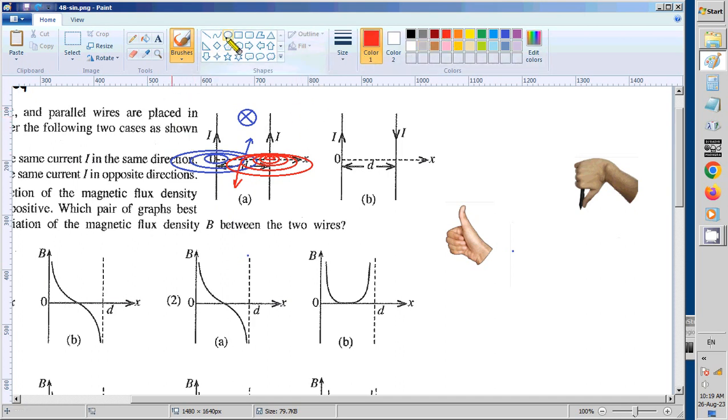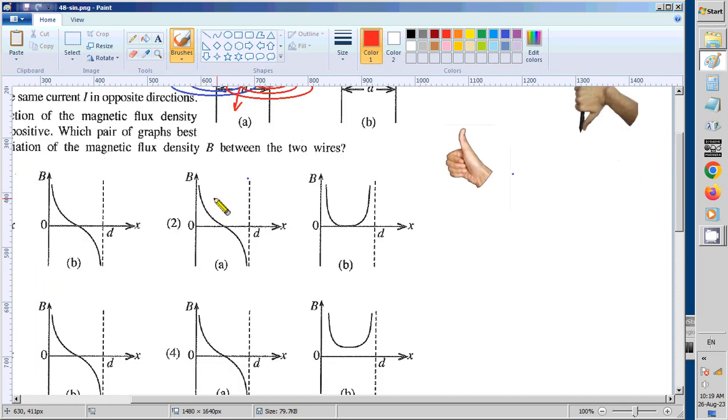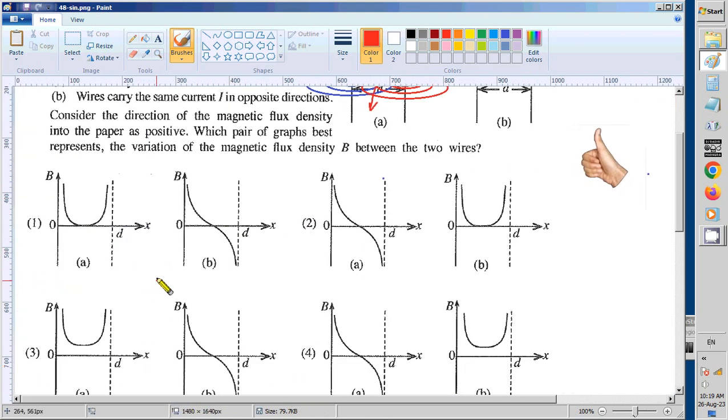So this one is coming out, this red one is coming out. So we can draw a dot, because we see the point of the arrow. So the resultant is 0. Therefore we have to choose only the graph A. Resultant is 0 at the center, correct?